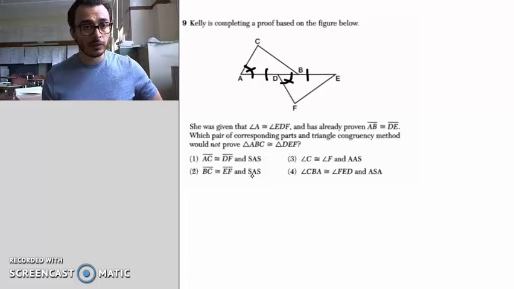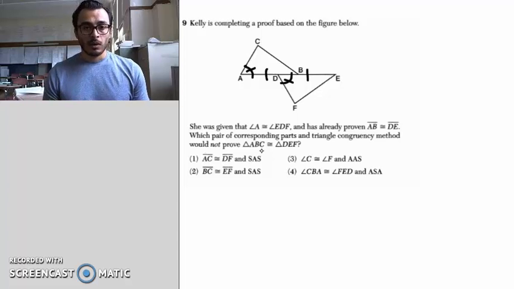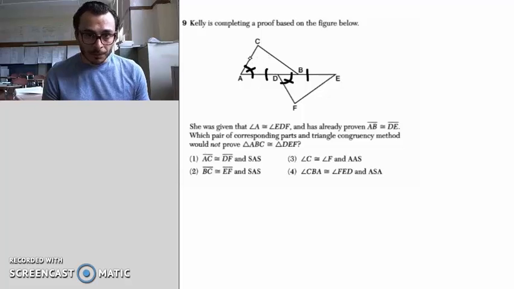All right, so this is one of those questions. Again, you have to work through each of the choices and eliminate the incorrect answers. So the first one says AC congruent to DF. So that's telling you this segment would be congruent to this segment. Yeah, that works. That will get us side angle side congruent to side angle side. So that works.